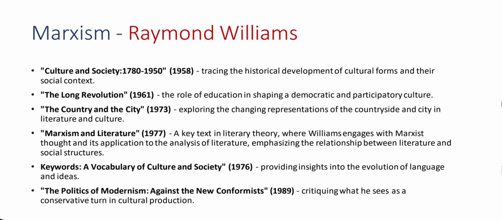Next is The Politics of Modernism: Against the New Conformists. Williams examines the political dimensions of modernism in literature and art, critiquing what he sees as a conservative turn in cultural reproduction.